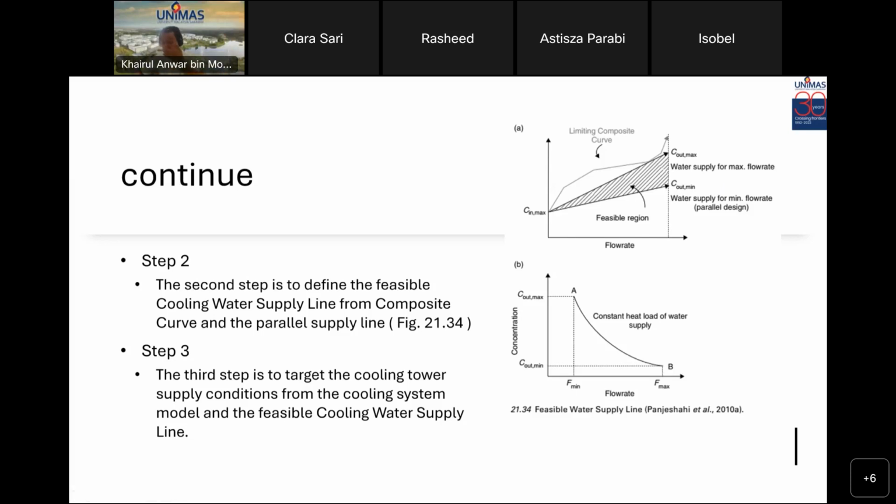The next step, the third step, is to target the cooling water supply condition from the cooling system model and the feasible cooling water supply line. Detail of the targeting procedure are given by that paper that I mentioned, Muhammad Hassan.